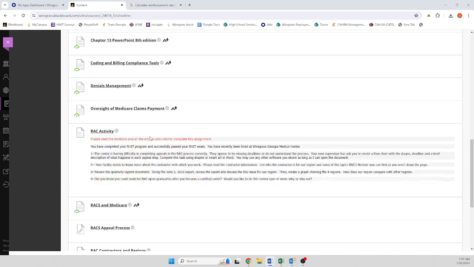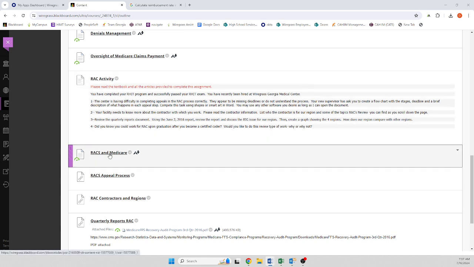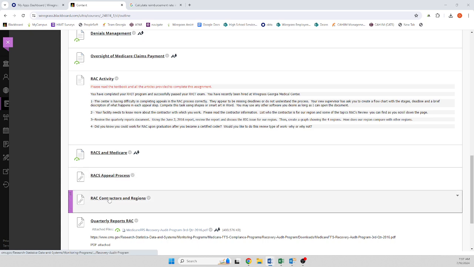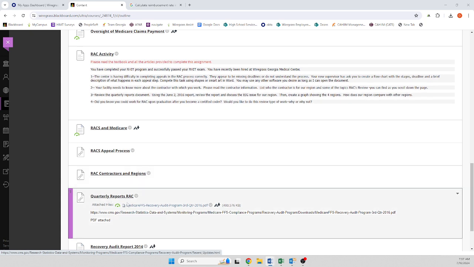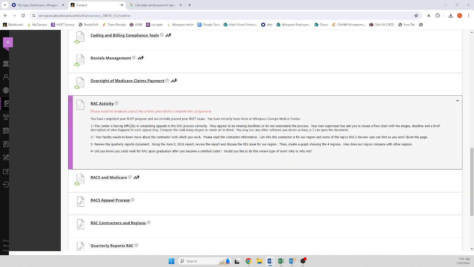Our next homework is a RAC activity. It says read the textbook. So chapter 13 talks about our RAC. And then the articles that are here, we have RACs and Medicare, the appeal process, contractors, the quarterly RAC, recovery audit. So you've completed your RHIT program and successfully passed your RHIT. You've recently been hired at Wiregrass Georgia Medical Center. So we have 4 things. This all needs to be in one document whenever you submit it.